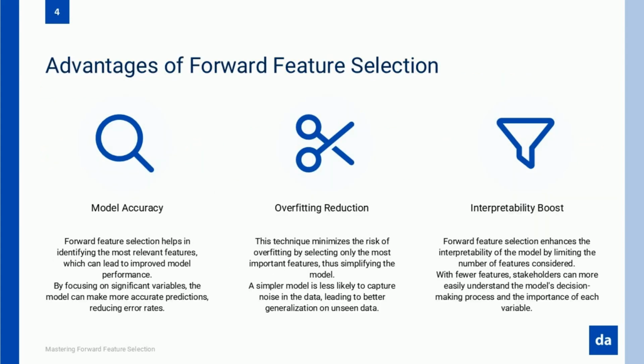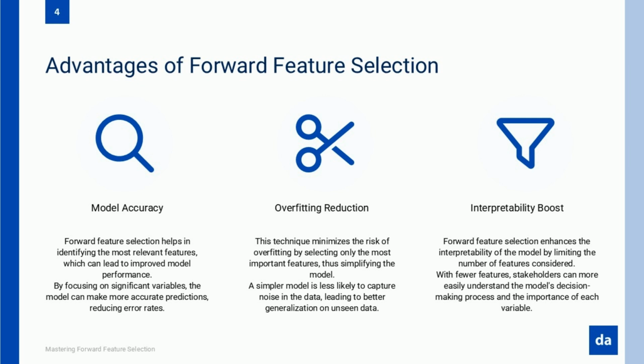If forward feature selection were a superhero, its superpower would be making your machine learning model smarter with less. And in a world where more data is often mistaken for better data, that's a game changer. So, why do we love this method? Simple. It makes models more accurate, prevents overfitting, and keeps everything easy to interpret. Kind of like cleaning out your closet and realizing you only ever needed 5 good outfits in the first place.